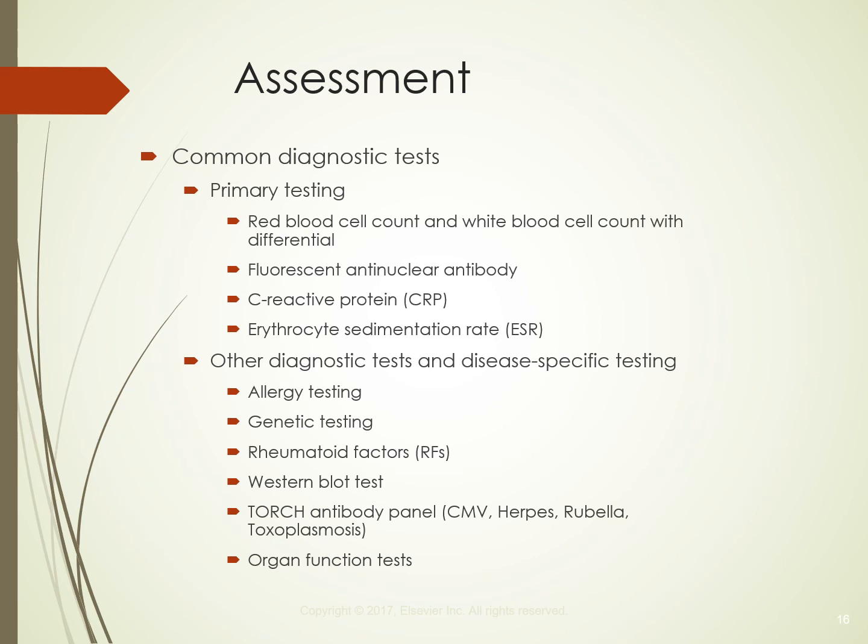Rheumatoid factor is a blood test to determine the presence of antibodies against immunoglobulins and is evaluated in combination with other blood tests on the immune system. The ELISA and confirmatory Western blot tests are done to confirm the presence of antibodies to HIV infection. The TORCH, T-O-R-C-H, antibody panel searches for the presence of antibodies to cytomegalovirus, herpes simplex, rubella, and toxoplasmosis.